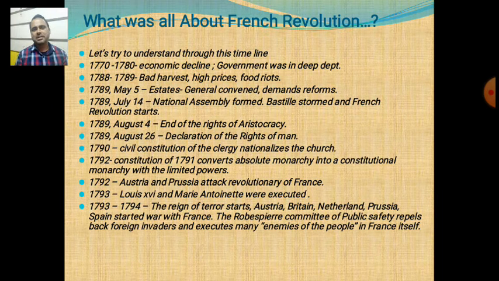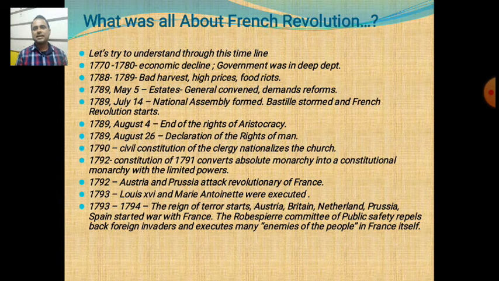First, I have kept 1770 to 1780, this period. In this particular period we find that France faced economic decline. It means it faced an economic crisis, because of which the French government sank into deep debt. This is one of the important points.